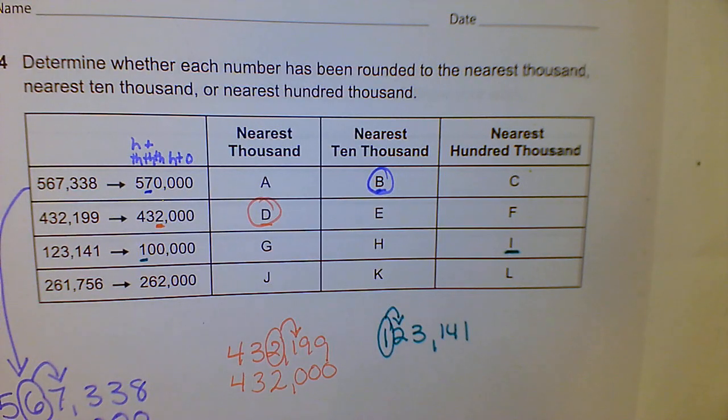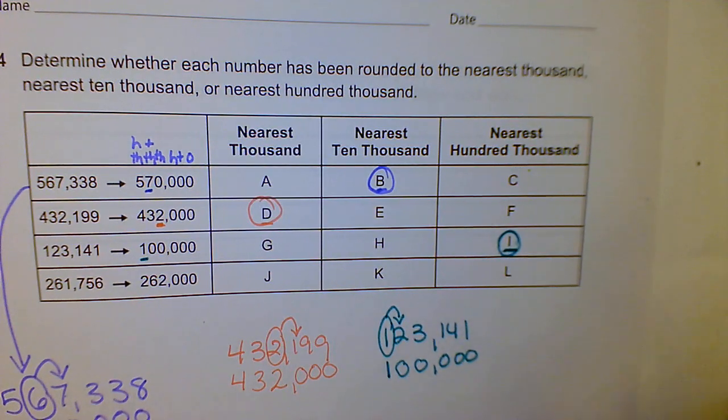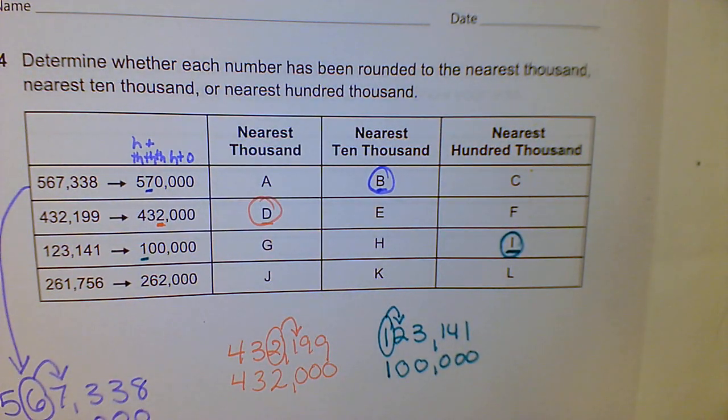Remember, 2 is part of the 4 or less crew. So I'm going to let it rest. 4 or less, let it rest. The 1 stays the same, and everything to the right becomes a 0 because 0 is my friend. Did it work? It did. Look, they match. 100,000, 100,000. So we were right again. Good job, guys.